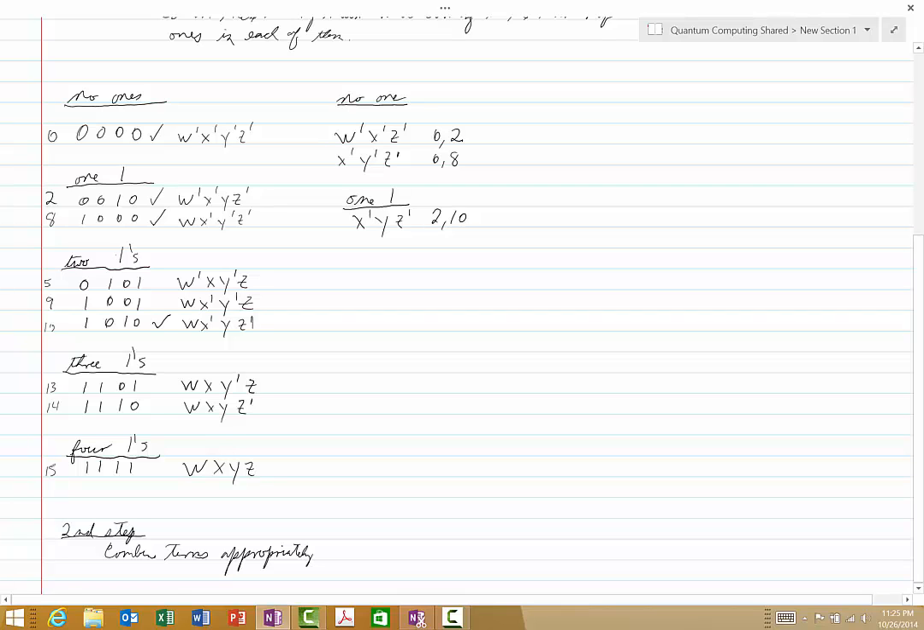What about 8 and 9? Well, 8 is smaller than 9, so that's okay. The difference between 8 and 9 is 1, which is 2 to the 0th power, so that is a power of 2. So these two should combine, and in fact they will, because they differ in only one position, namely the z position. So what's left over when we take away the z is w x prime y prime, and that comes from combining 8 and 9. 8 already has a check mark by it. Now we put a check by 9.